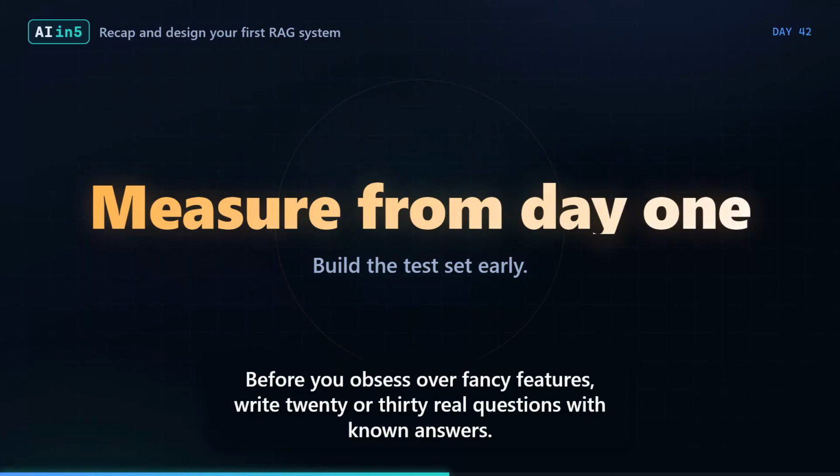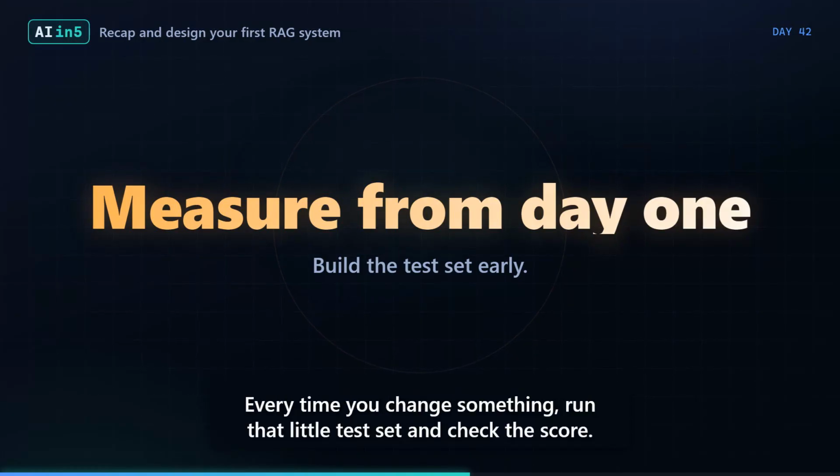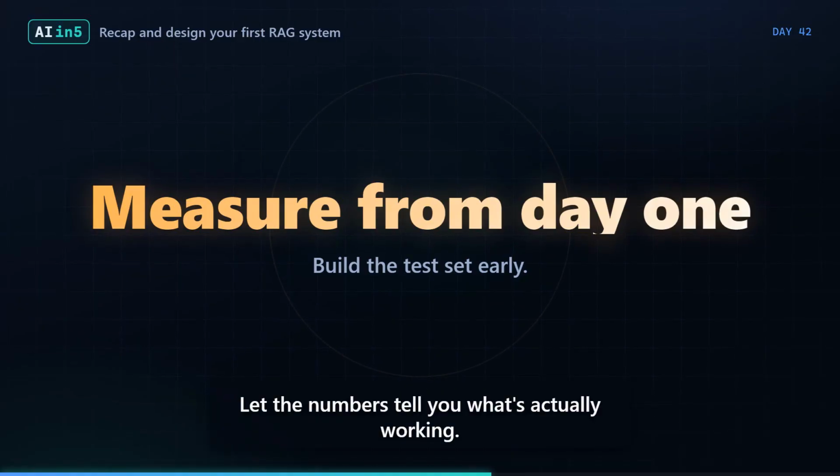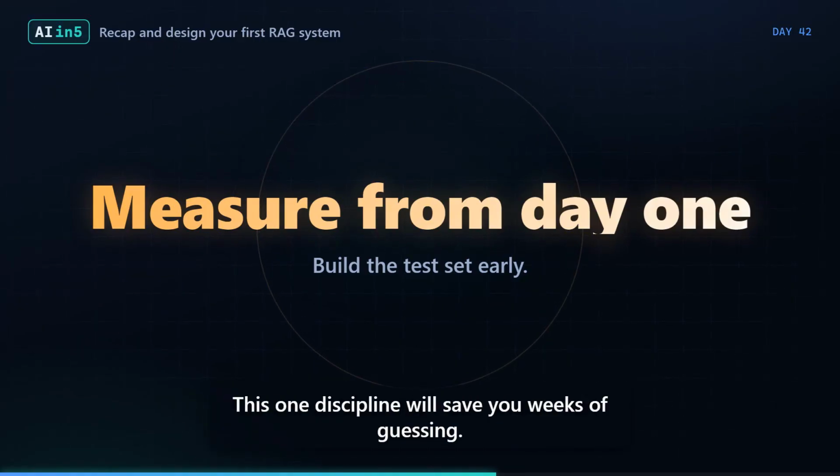And weave in the habit that separates good systems from frustrating ones. Measure from day one. Before you obsess over fancy features, write 20 or 30 real questions with known answers. Every time you change something, run that little test set and check the score. Don't tune by vibes. Let the numbers tell you what's actually working. This one discipline will save you weeks of guessing.